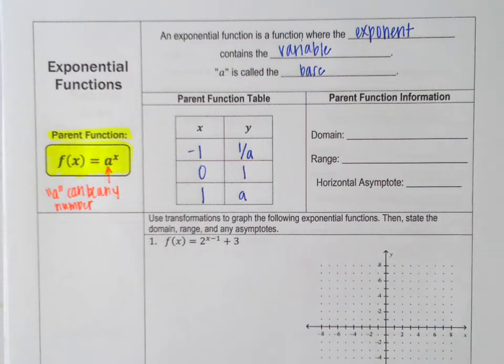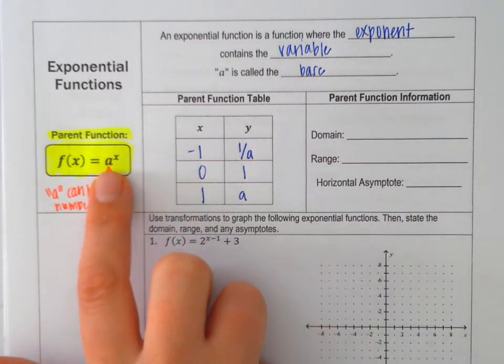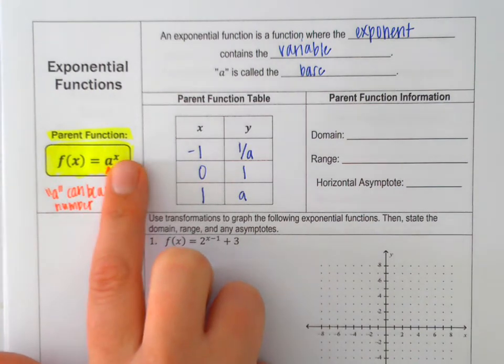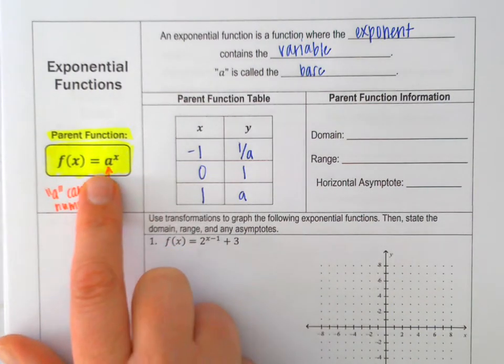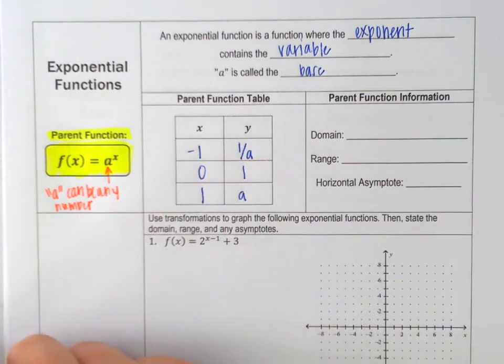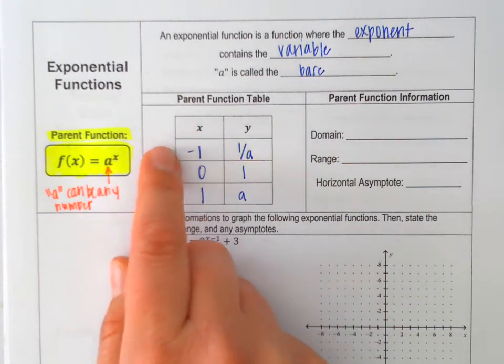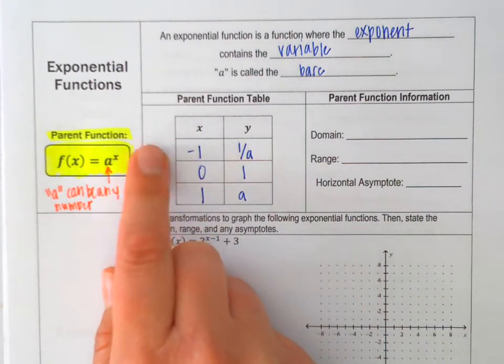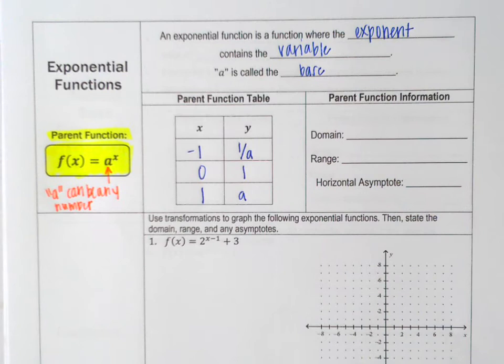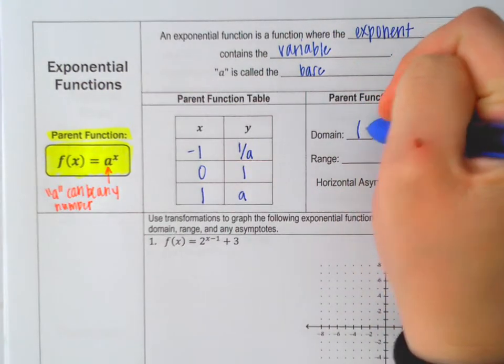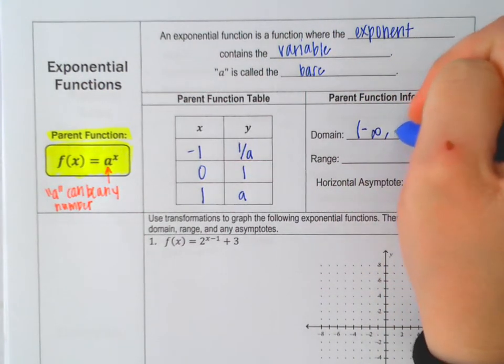There isn't a number that I can plug in that wouldn't make this work. Every single number would make this work. A positive number would get me an answer. Let's say we had 2 to the 5th power, that's going to get me an answer. 2 to the 0 power, that's going to get me an answer. 2 to the negative, that's going to get me an answer. Even if it's a fraction or a decimal, those are all going to get me answers. So the domain is all real numbers.